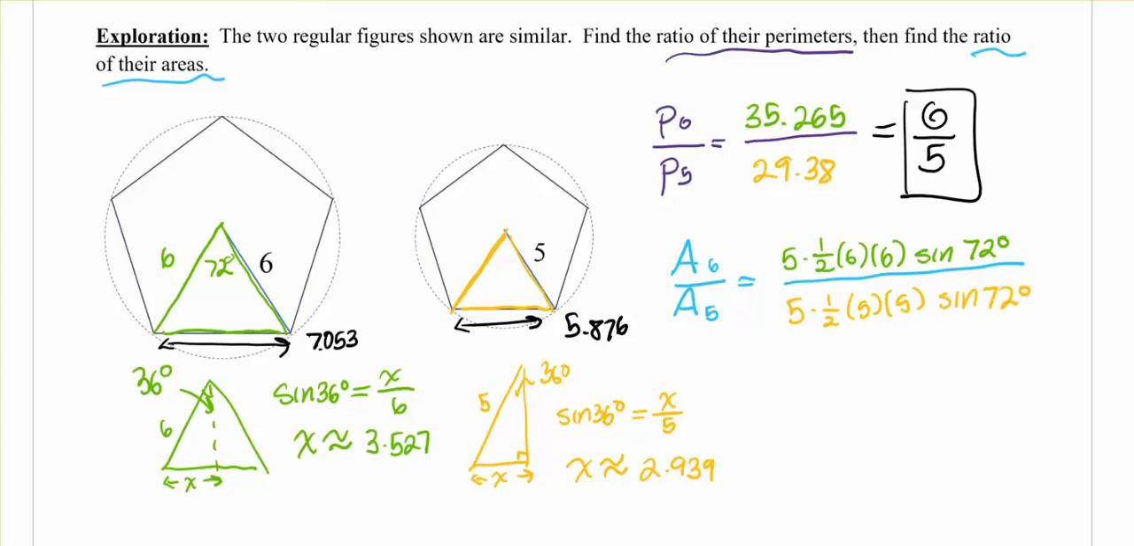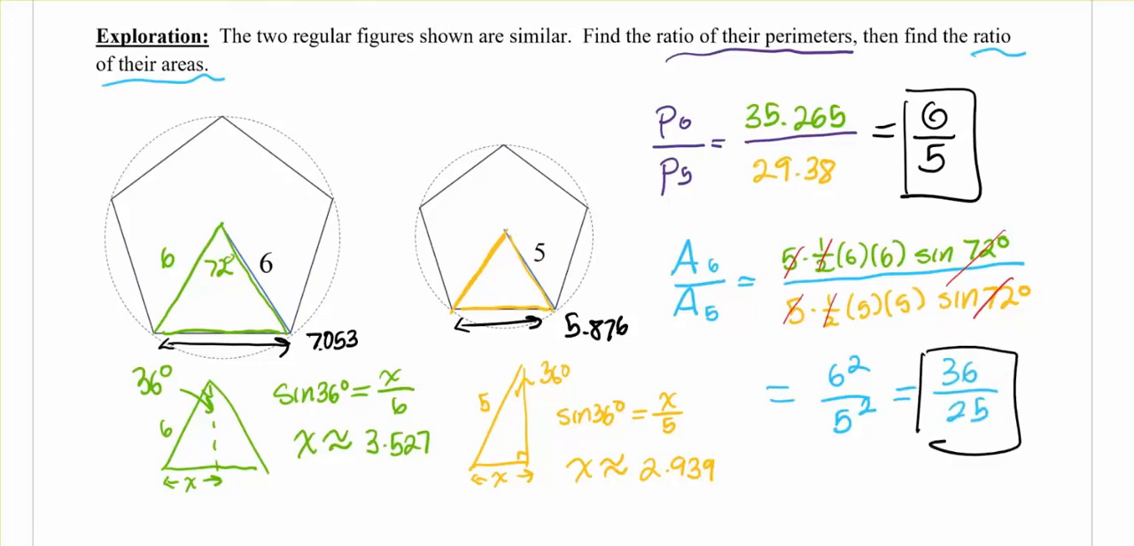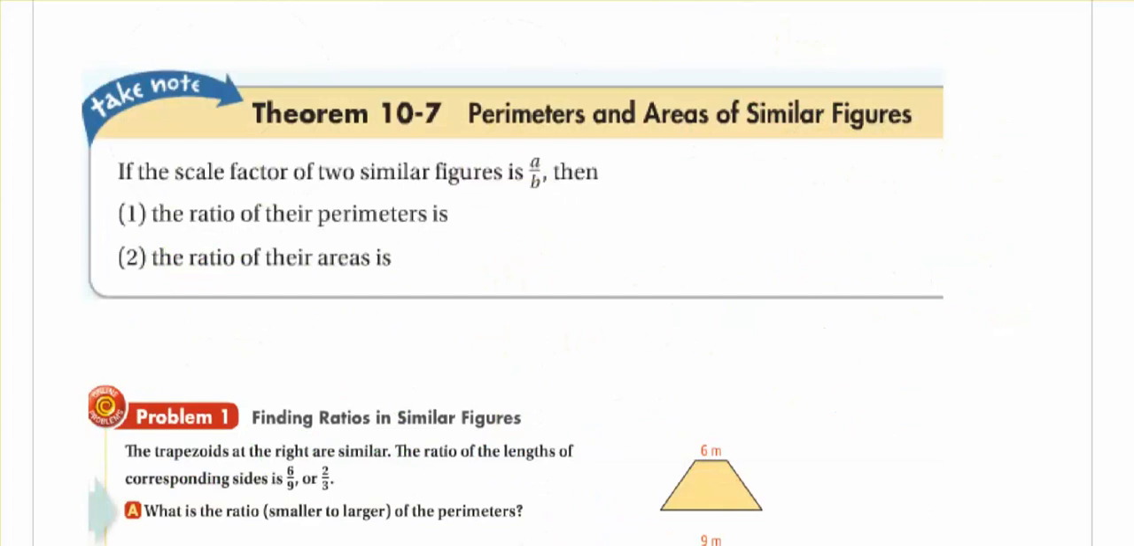And here actually it's a little bit clearer. We're not going to plug it in or anything. We're just going to see what cancels. It turns out the 5s cancel, the halves cancel, the sine of 72 cancels, and what you end up with is 6 squared over 5 squared, which is 36/25. So that's the ratio of their areas. So these two examples actually lead to a theorem about similar figures and the ratio of their sides and the ratio of their areas. So here we go.